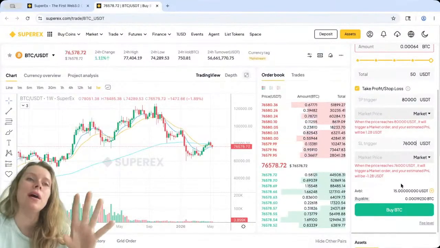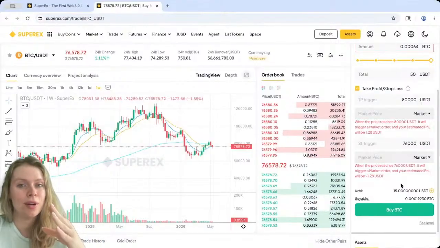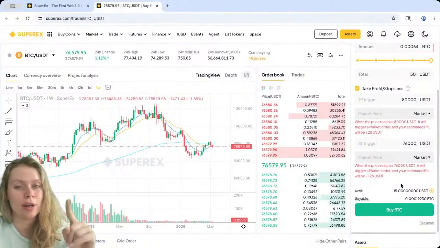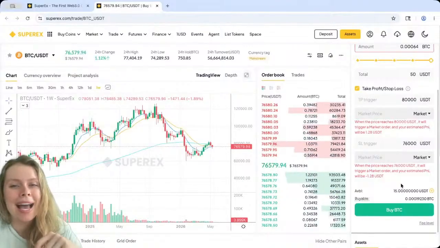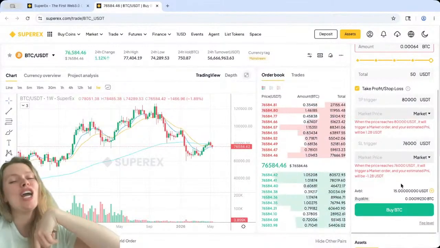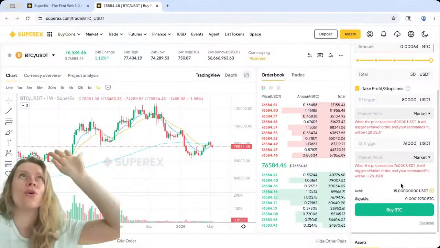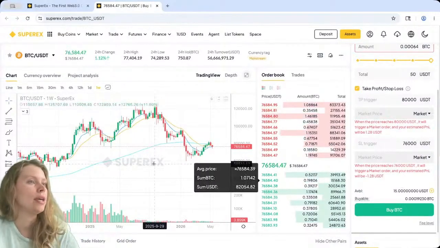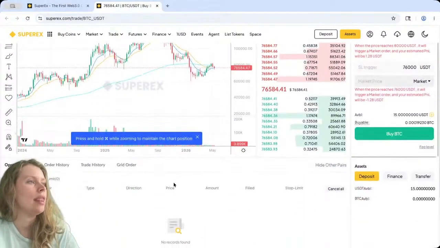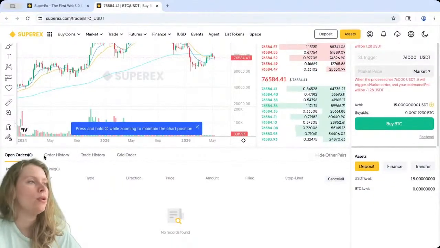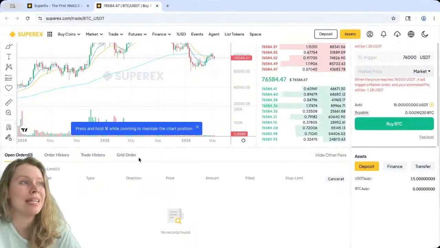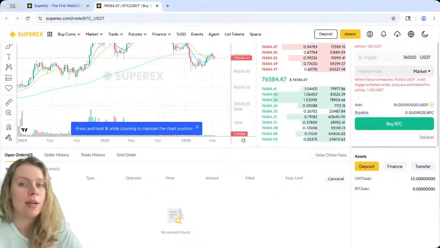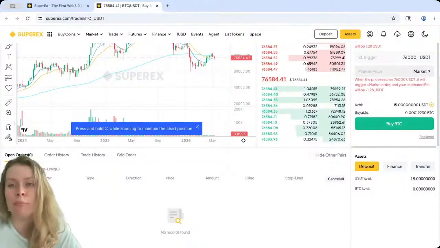So for now, I'm not able to actually process this order, but if you had a realistic amount in your account, you can click the green Buy BTC button right now. That's it. Your order would be live in the order book. Let's go have a look at this order book here. So just bring the screen down a little bit. Here are your open orders, order history, trade history, and grid order. So once you've made that live, it would be in your orders tab at the bottom here.